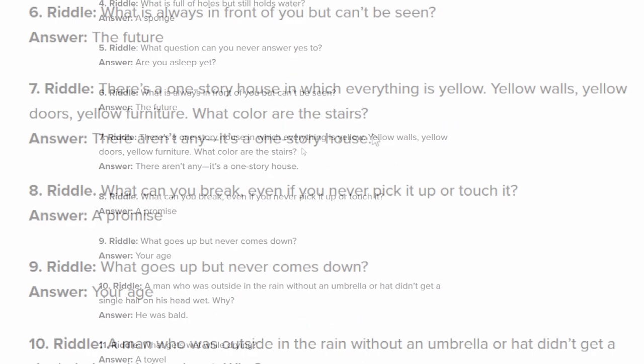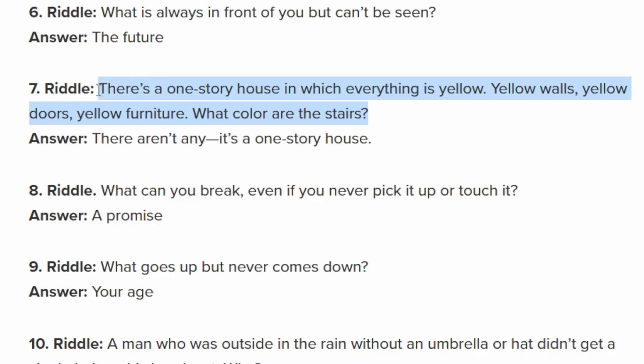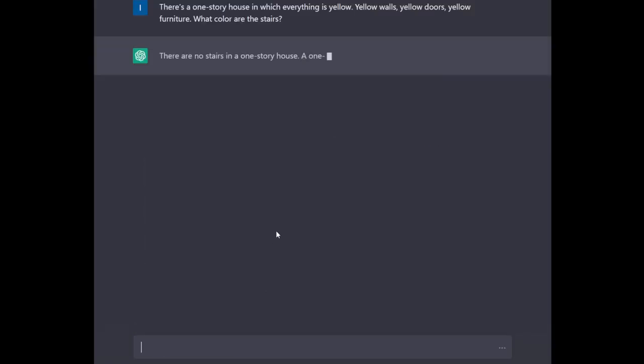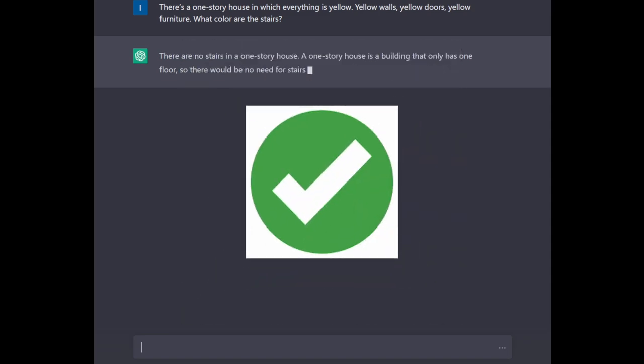We'll start with this one. We have a one-story yellow house. What color are its stairs? Can it figure this one out? There are no stairs in a one-story house. It got it. Amazing.